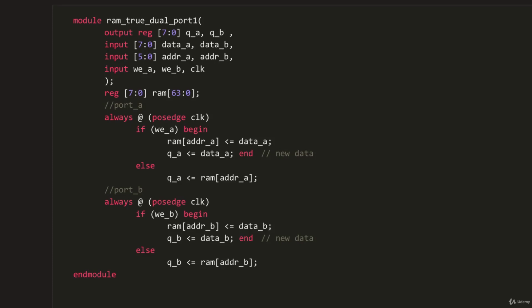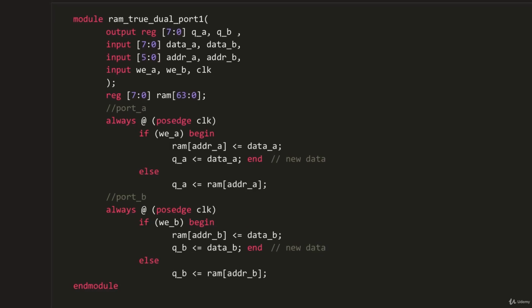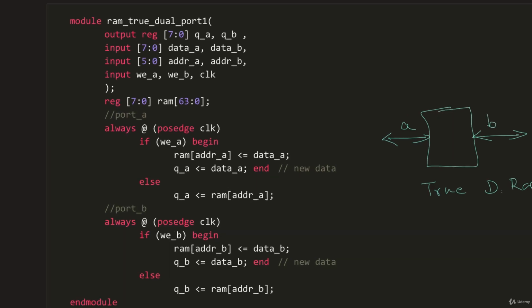Now this is a true dual port RAM. So you have two ports, port A and port B, both capable of reading and writing. And so that is why it is called true dual port RAM. So let's look at it.